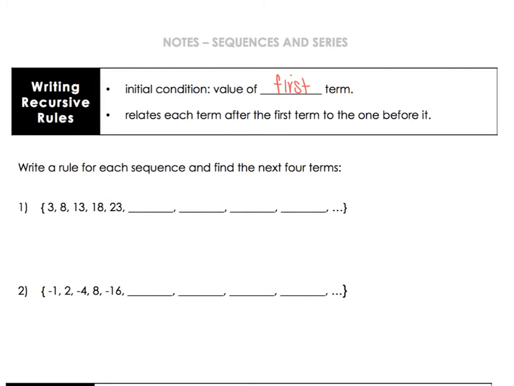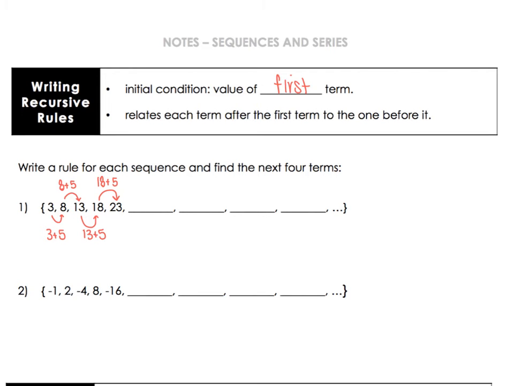So remember, recursive means that you rely on your previous terms. You need the terms ahead of the one that you're looking for. So we're going to write a rule for each sequence, and we're going to find the next 4 terms. So for instance, we're just trying to look, how can I get from 3 to 8? I can do 3 plus 5, and that gives me 8. Then we can check to see if it works from 8 to 13. If I do 8 plus 5, I get 13. And you'll notice that it's going to keep working. If I do 13 plus 5, I'll get my 18. If I do 18 plus 5, I get 23.